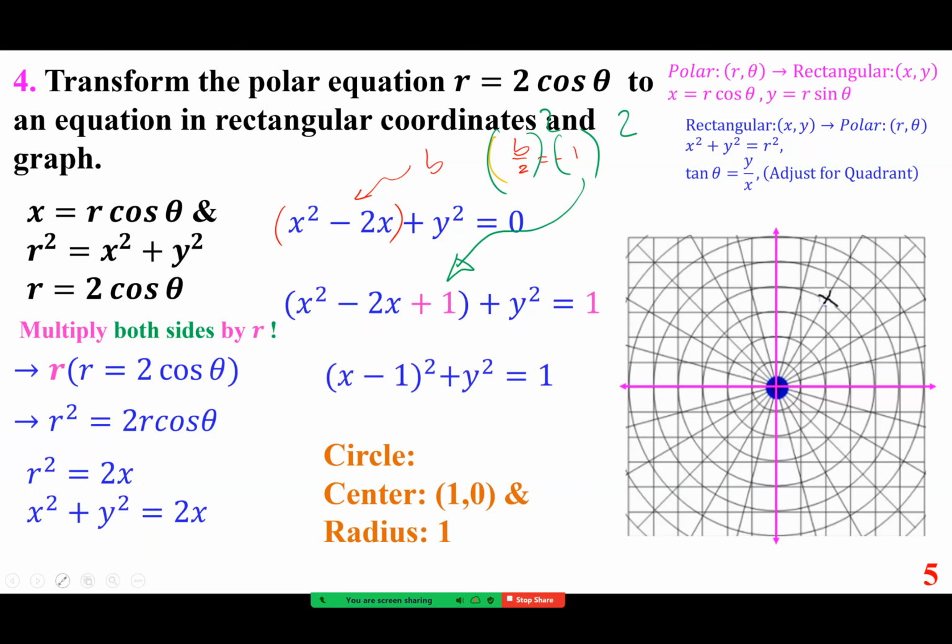Reminding you of the following: x minus h quantity squared plus y minus k quantity squared equals r squared. So the center is located at 1, 0, and the radius is 1, so it looks like that.